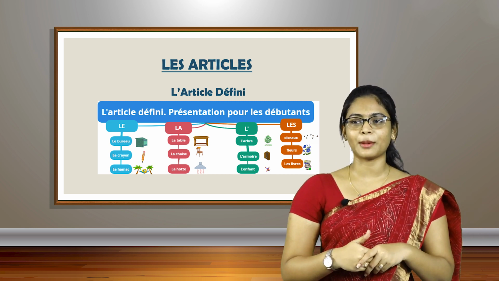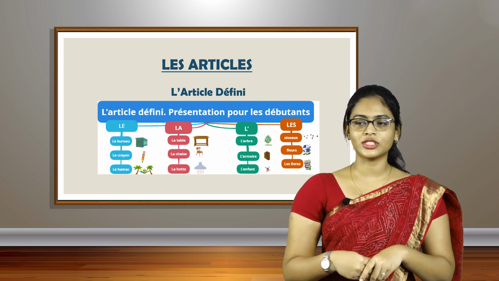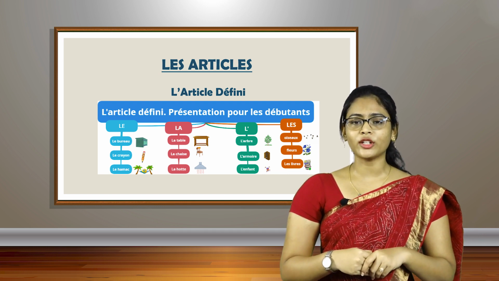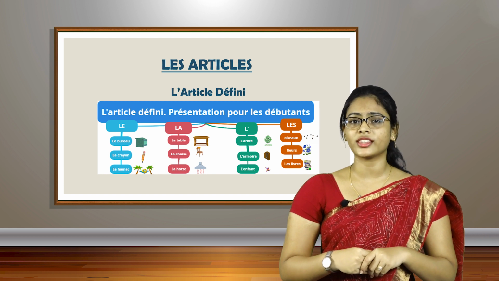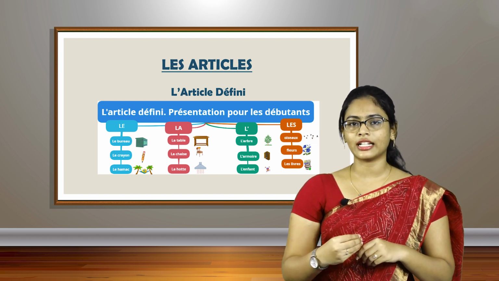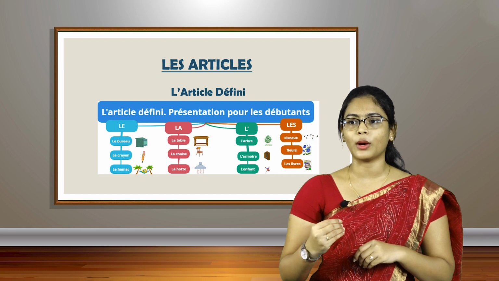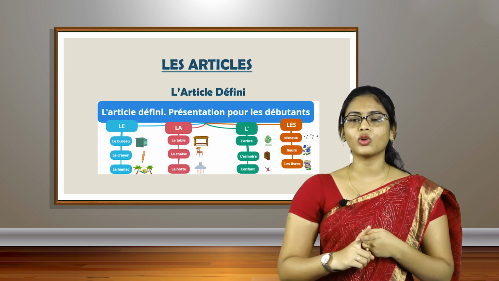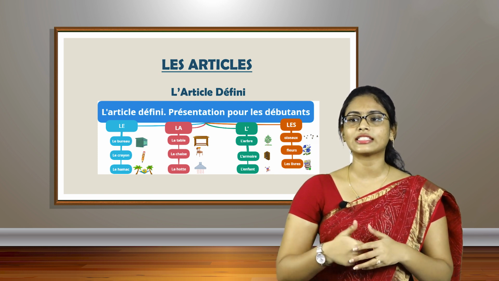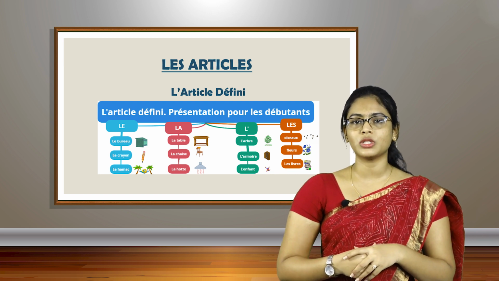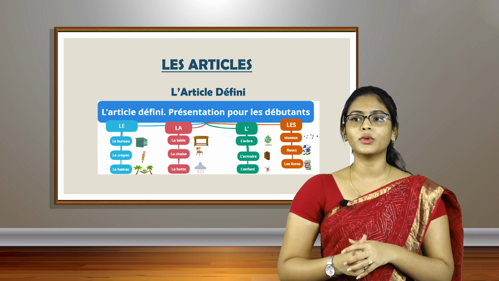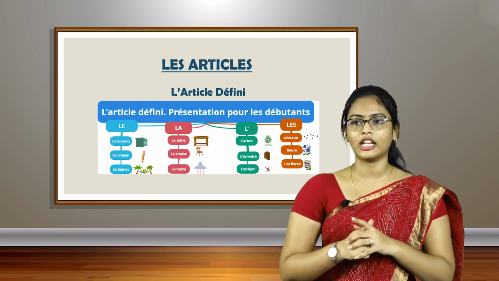Okay, next is l'apostrophe. With this we use the vowel. Why do we use this for the vowel? To avoid the vowel clash. Because if our word starts with any vowel, it will have a clash, so we use this l apostrophe. For example, l'arbre, which means a tree. It starts with a vowel A, so we are using l apostrophe.